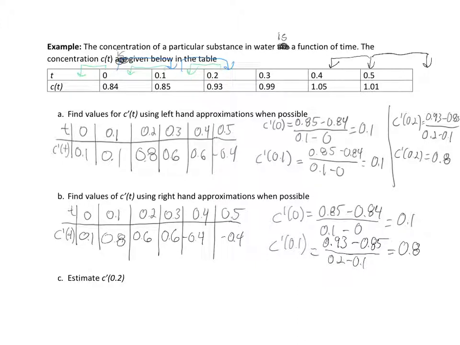So if we want to estimate c prime of 0.2, let's say, from our table, we know what's happening to the right of it and to the left of it. And we would just take the average of those two. So I would take the average of 0.8 plus 0.6 over 2. I would guess c prime of 0.2 is about 0.7.